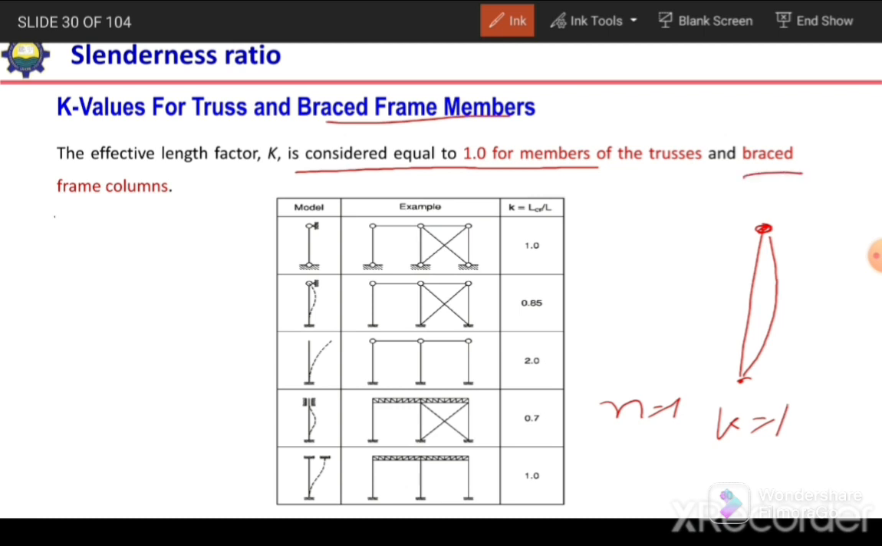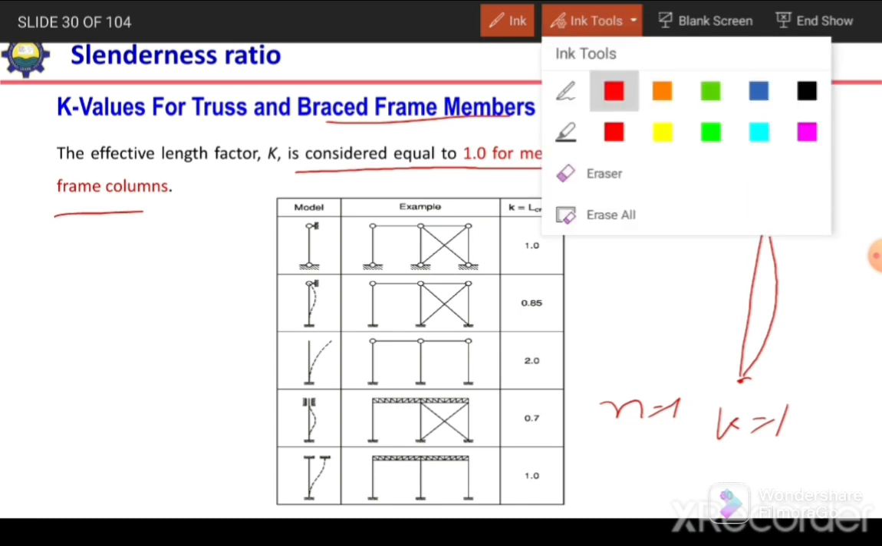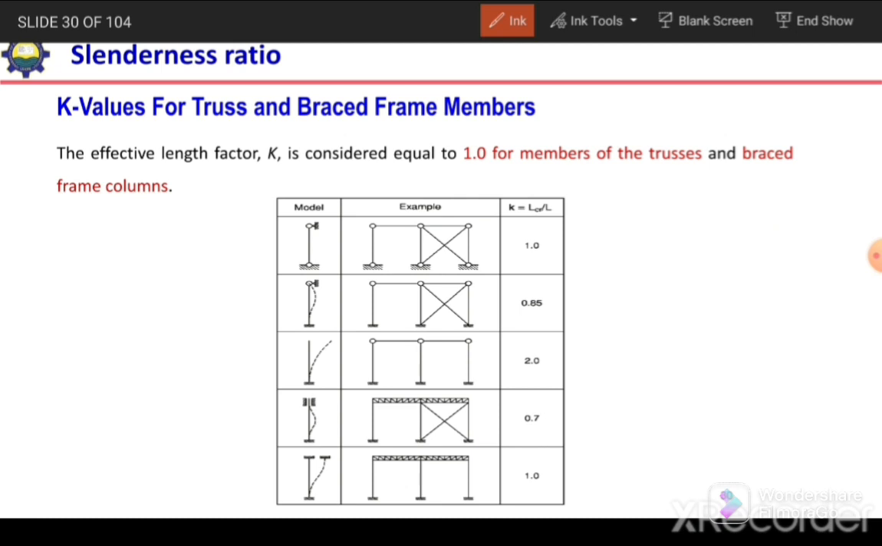And in case of braced frame, we can also consider its value equal to 1. So here we have models that show when we can consider the K value 1 or more than 1, or how we idealize the frame. If we see the first case, we have all the pin supports, but at this point this is braced. It means there is no side sway. Side sway is restrained in this frame, but we have pin support at the top. So here if we see this column, at the top we have pin support and at the bottom we have pin support. So there will be single curvature. We will have N is equal to 1. So the K value will be equal to 1.